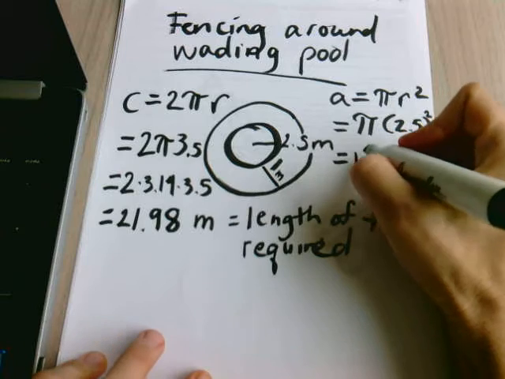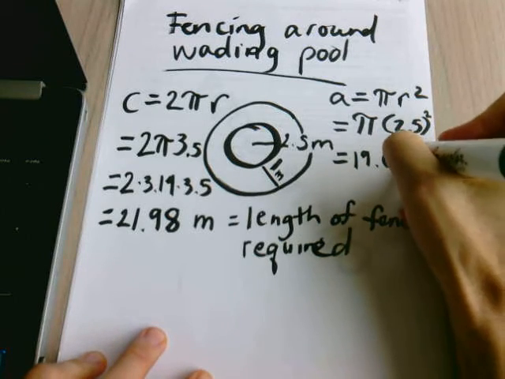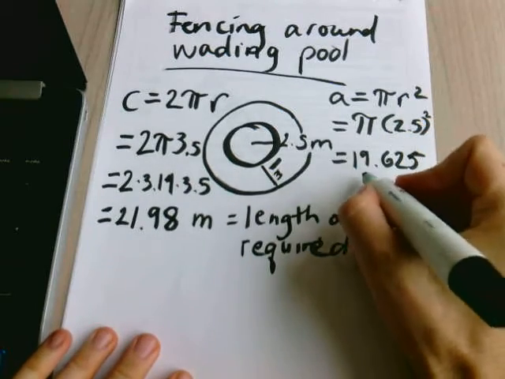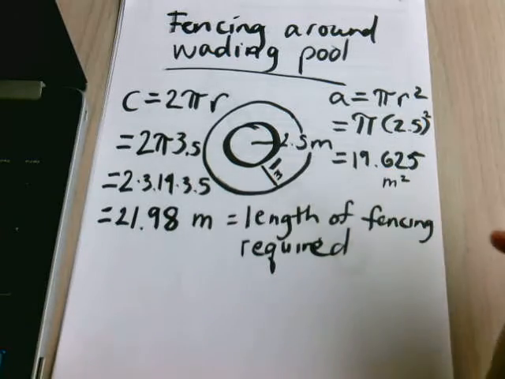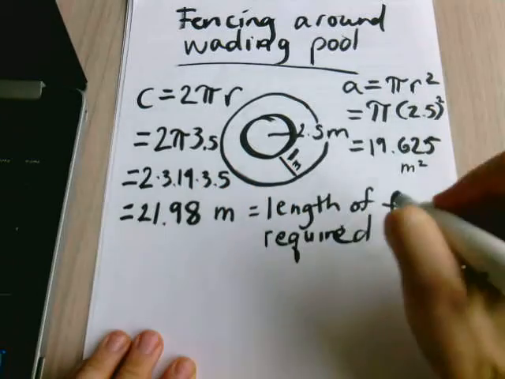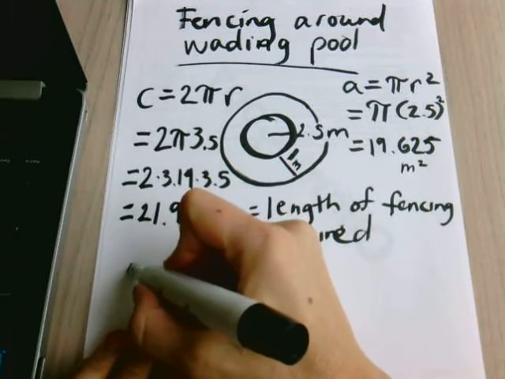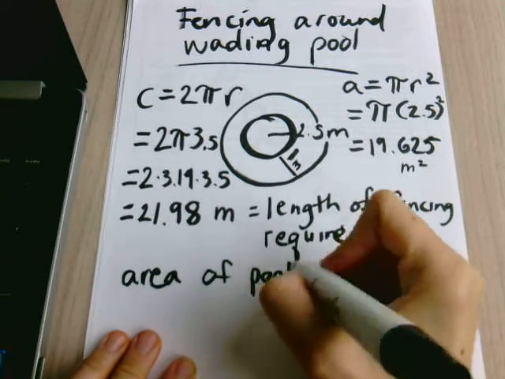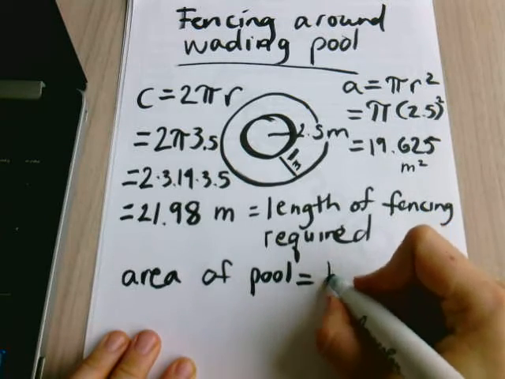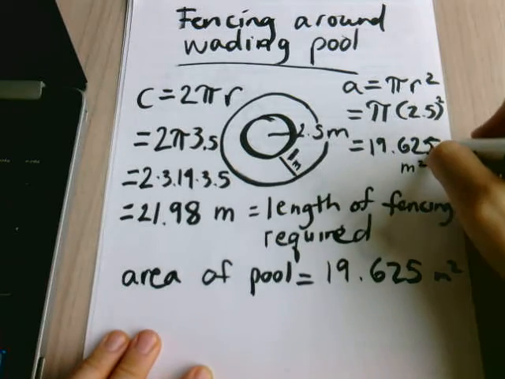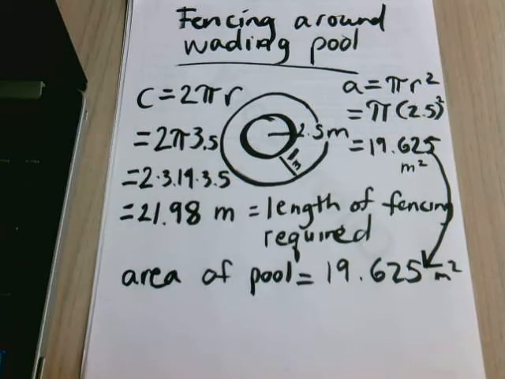And if you got 19.625, you are right. Okay, so that is square meters. So the area of the pool is 19.625 square meters, and we're going to need this for the final step of the problem.